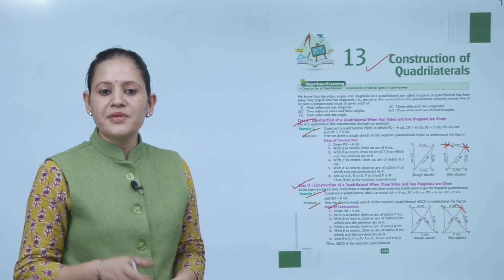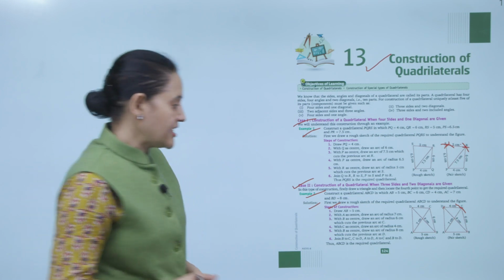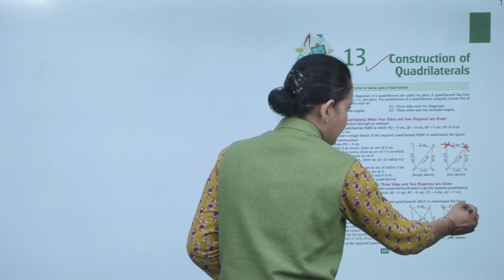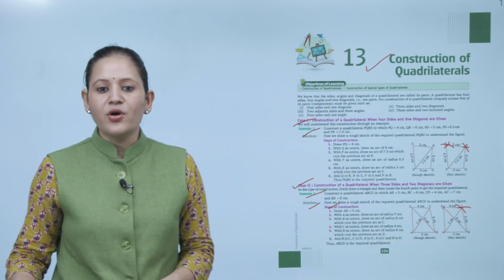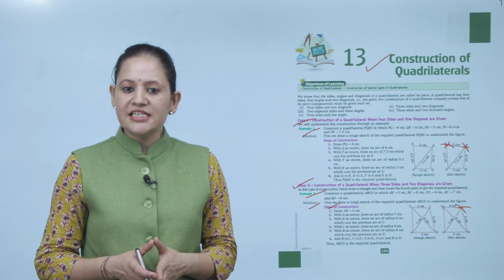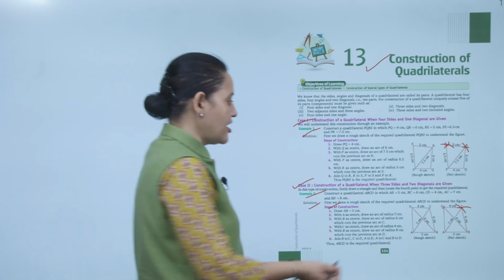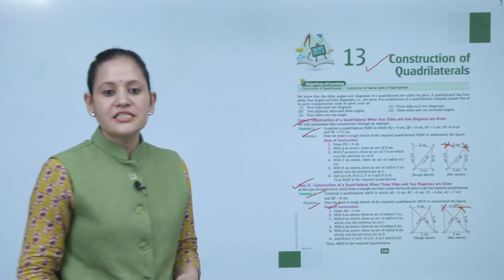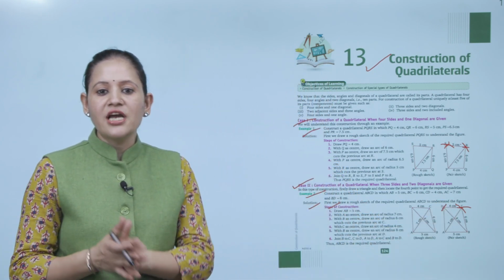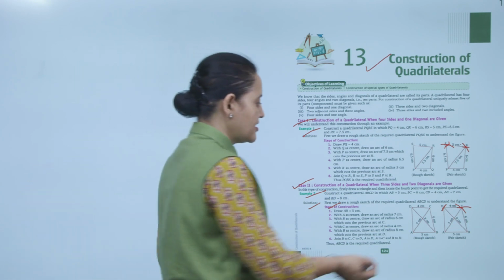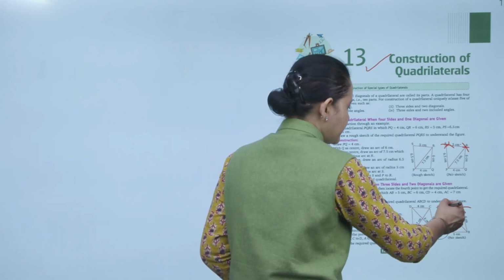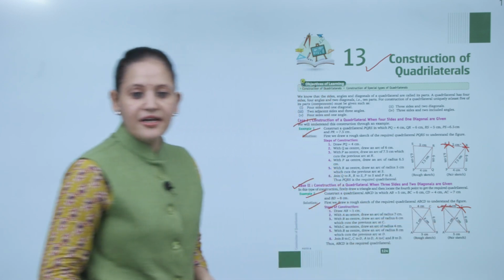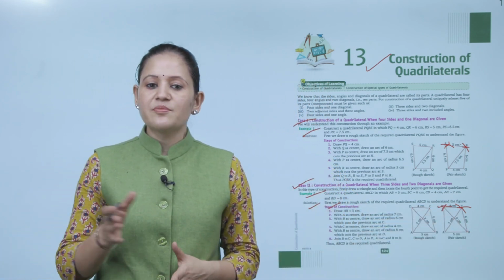Next, we will take B as a center and draw an arc of radius 6 cm. That is our point C. With C as a center, draw an arc of radius 4 cm. Next, with B as a center, draw an arc of 8 cm radius. Clear? Now, this is the point D.